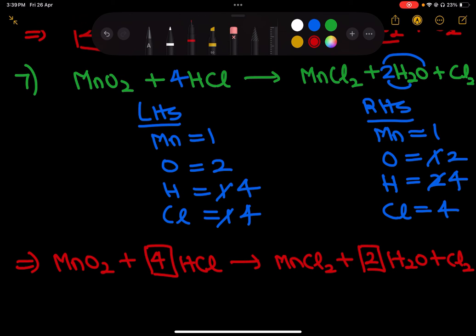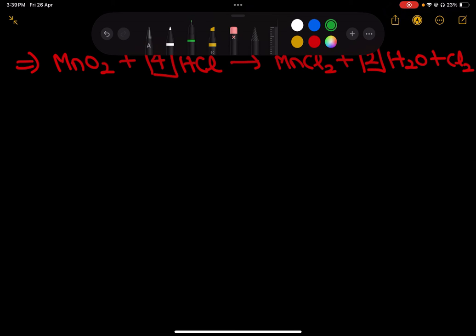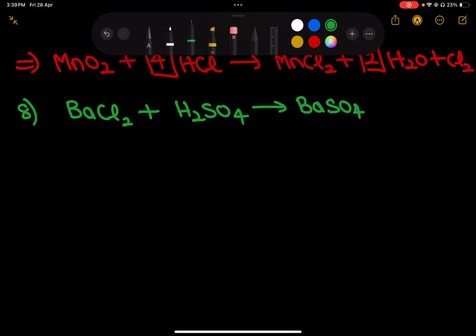Okay, fine. Moving on. The eighth one. The eighth one is BaCl2 plus H2SO4 gives BaSO4 plus HCl. Okay. So again LHS. So this is barium chloride plus hydrogen sulfate, or as we call it H2SO4, which is sulfuric acid, gives barium sulfate plus hydrochloric acid or hydrogen chloride.